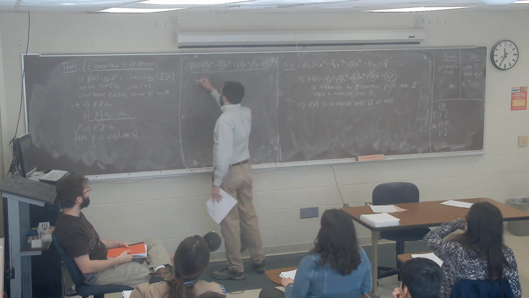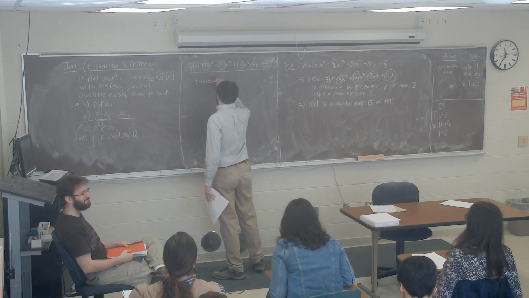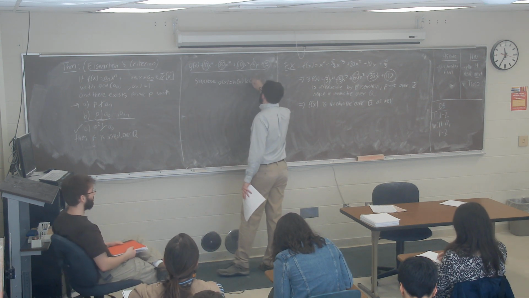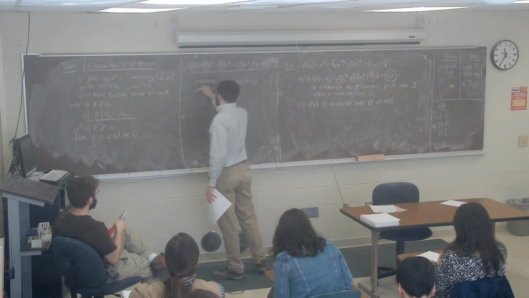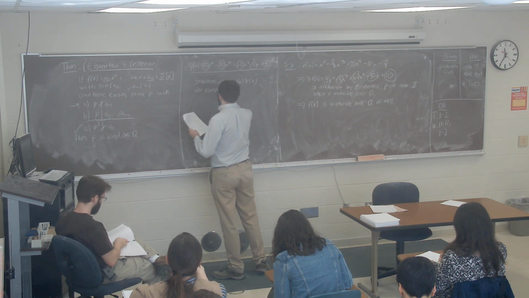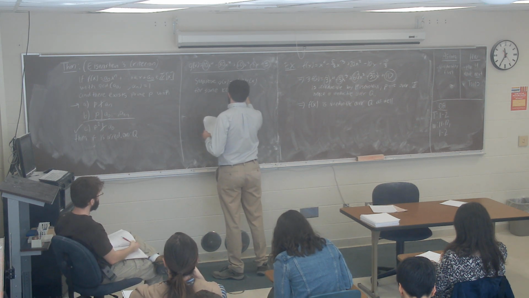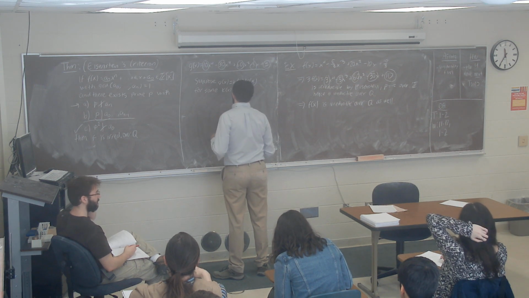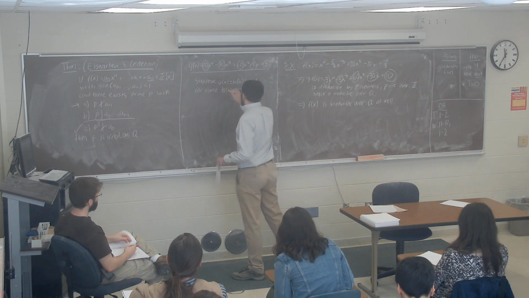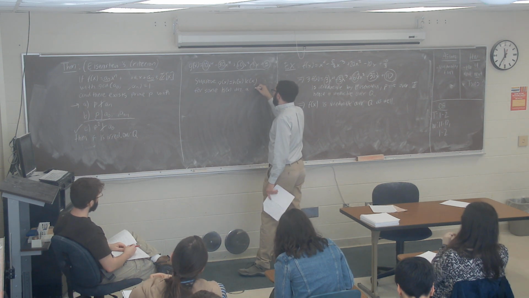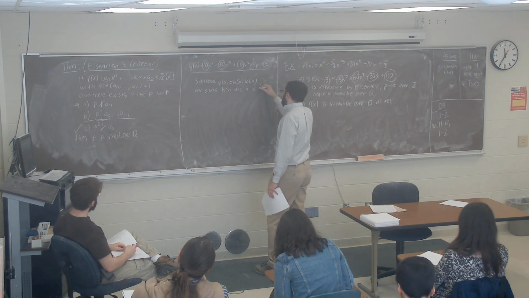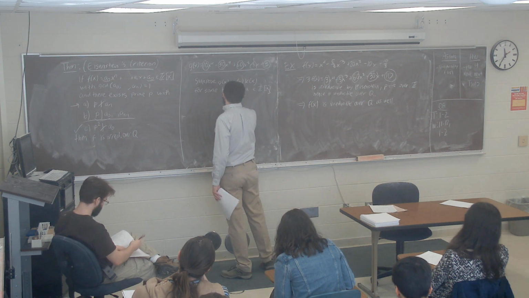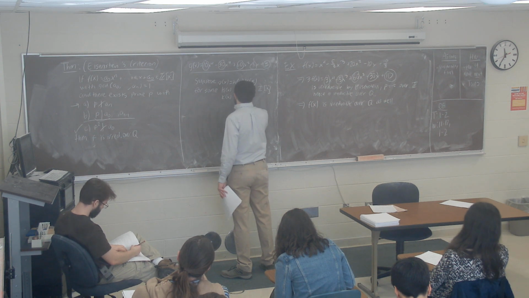Let's try this. Let's suppose g of x is equal to h of x times k of x, for some h of x of degree, we'll call it a, in the integer polynomials, and some k of x of degree b.